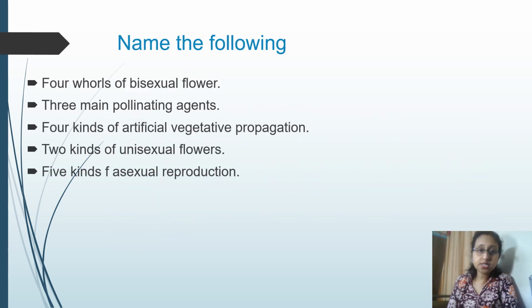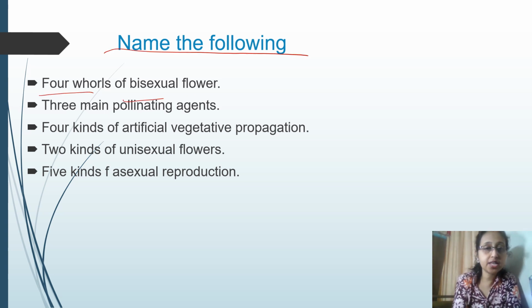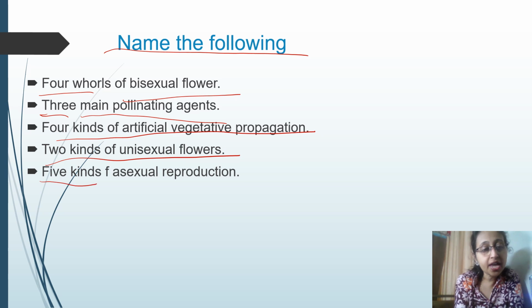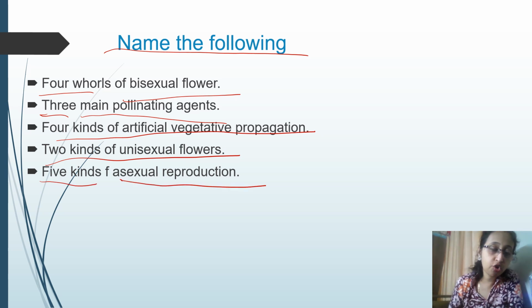In short answer type questions, you can also get another type, that is name the following. So name the following: 4 whorls of a bisexual flower, 3 main pollinating agents. These are very easy, but you can get these in short answer type questions as well for 2 or 3 marks. Now 4 kinds of artificial vegetative propagation, 2 kinds of unisexual flowers, 5 kinds of asexual reproduction. So these all you can get in this short answer type question.